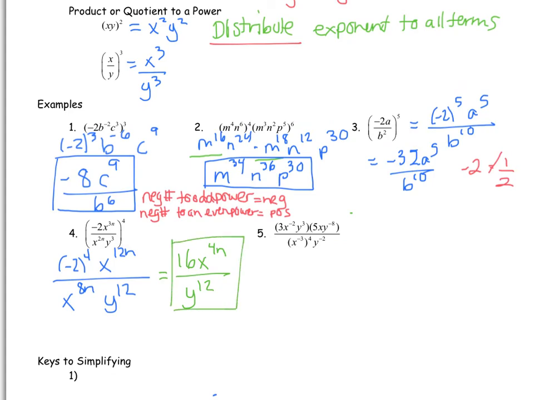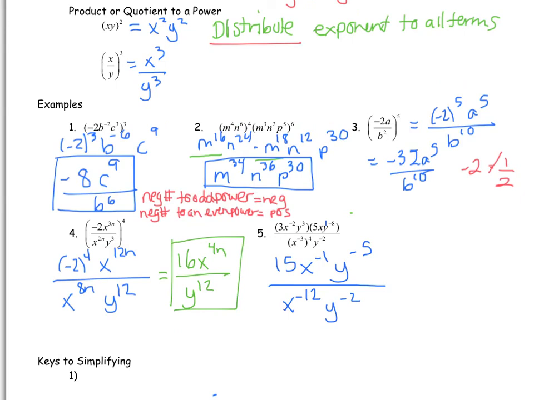Alright, the last one, I don't have anything on the outside of my parentheses on the top, so I'm just going to go ahead and multiply. 3 times 5 is 15. x to the -2nd times x to the 1st becomes x to the -1st. y to the 3rd times y to the -8th is y to the -5th. On the bottom, x to the -3rd to the 4th is -12th, and I have y to the -2nd.